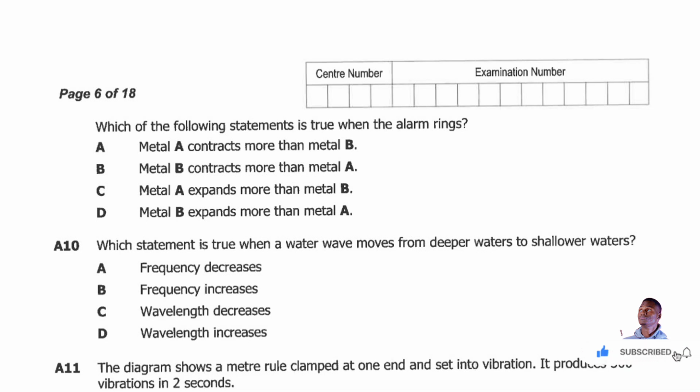Let's go to 10. Which statement is true when a water wave moves from deeper waters to shallow waters? A, frequency decreases. B, frequency increases. C, wavelength decreases. D, wavelength increases. Wavelength decreases is the best answer here. As you move from deeper waters to shallow waters, wavelength decreases. This is simple.